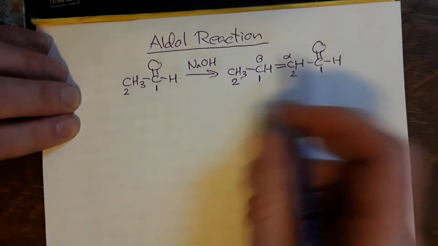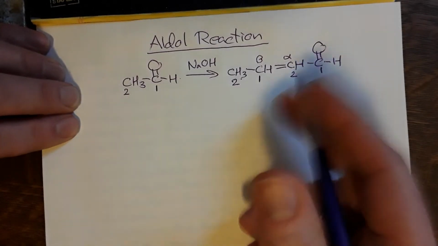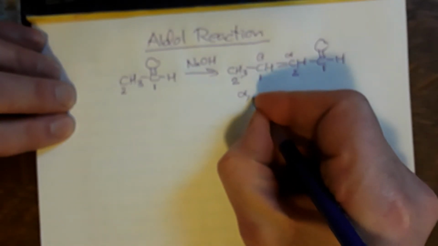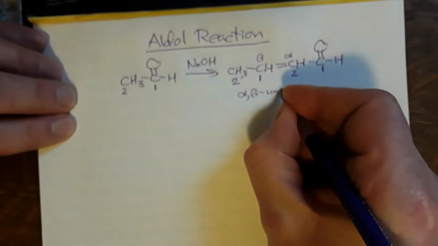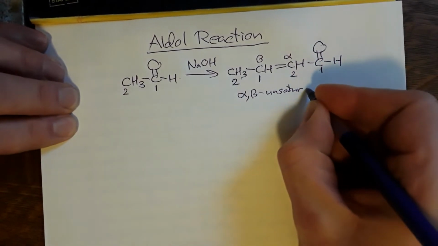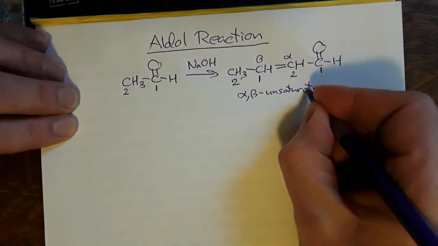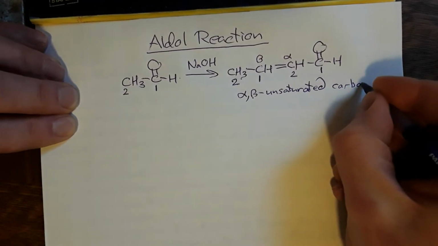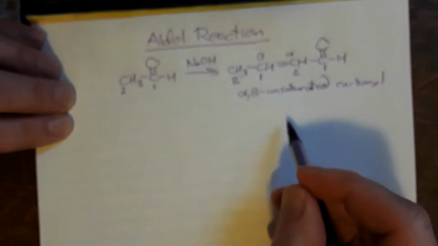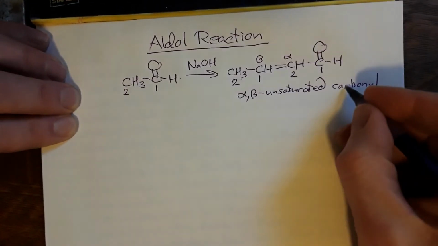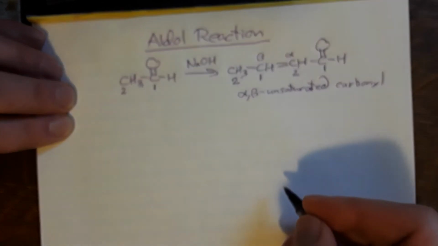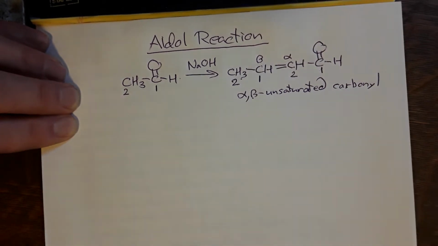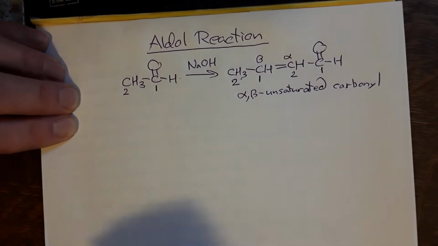And the class of molecules that it has formed here is alpha beta unsaturated, meaning that it has a double bond between the alpha and the beta carbon, carbonyl. More specifically it's an alpha beta unsaturated aldehyde, but we can also make alpha beta unsaturated ketones, as you will see here. So let's try to figure out what's going on here.